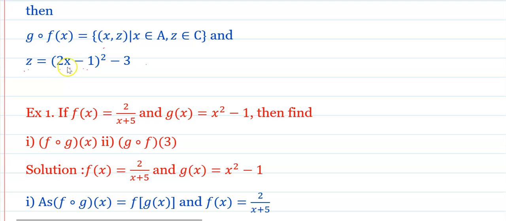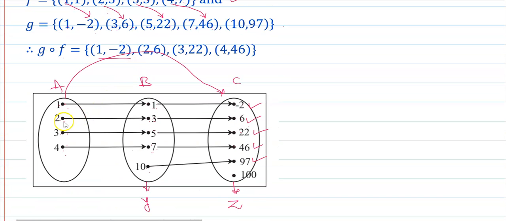2 into 2 is 4. 4 minus 1 is 3. The square of 3 is 9. 9 minus 3, then you will get 6. Therefore, the image of 2 under g of f is equal to 6.